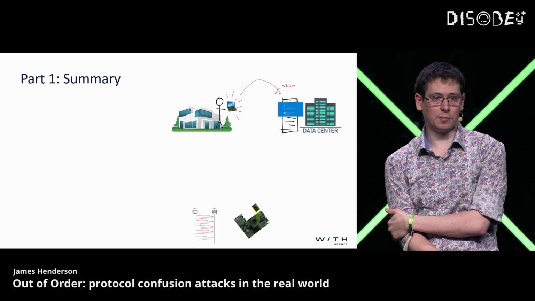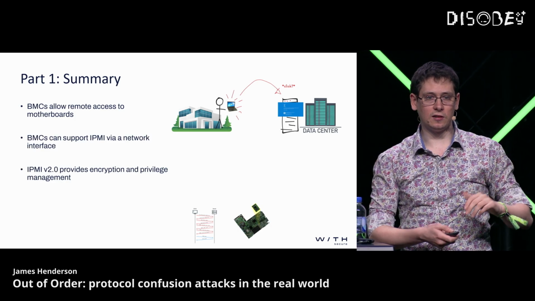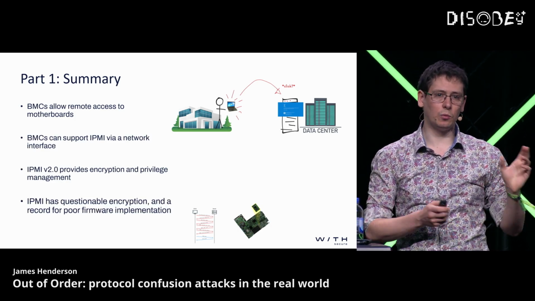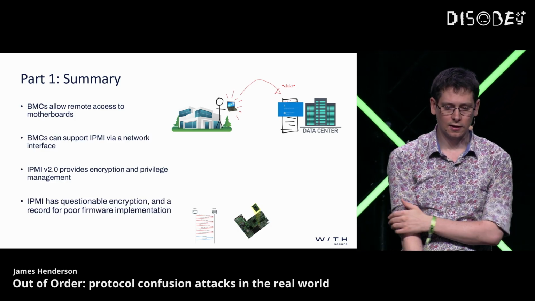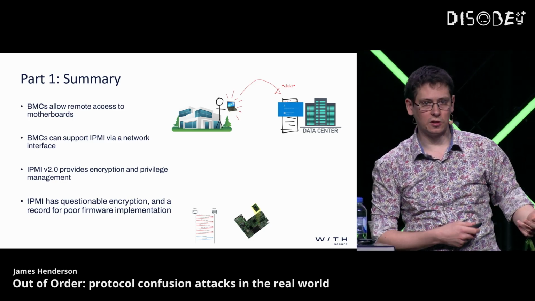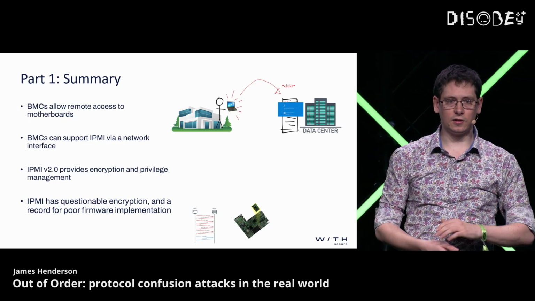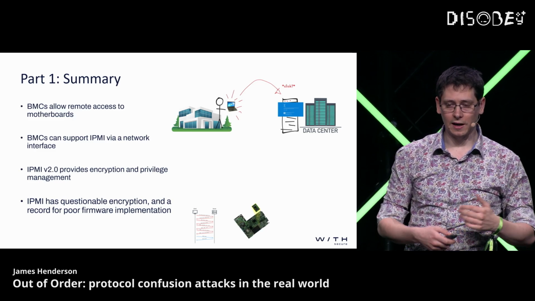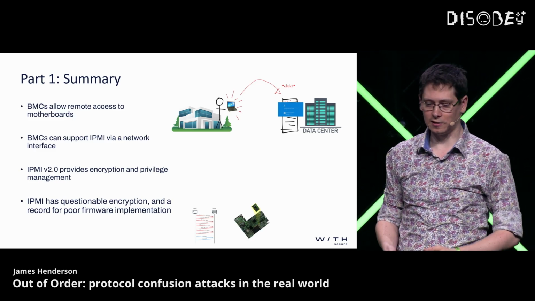And that takes us to the end of part one. So we just showed that BMCs are these weird little chips. Again, we're going to talk about some software versions later. They support this protocol called IPMI. It has encryption. It has users. It has passwords. And research has shown that there's a history of mistakes being made in these systems.